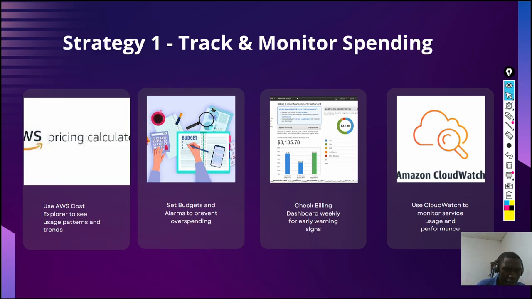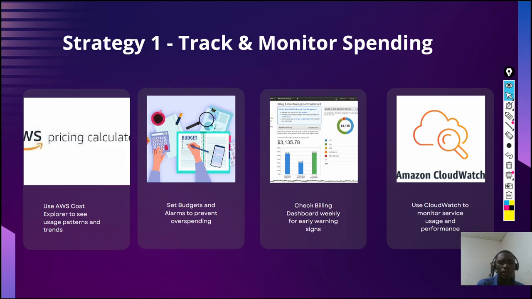This is very, very important. Use AWS Cost Explorer to see the usage pattern. How long have I been using this particular resource? How has my usage been increasing over time? Which resource is costing me more money than another? What are the various regions where my applications are running? You use Cost Explorer, you explore your cost to see what is actually happening.